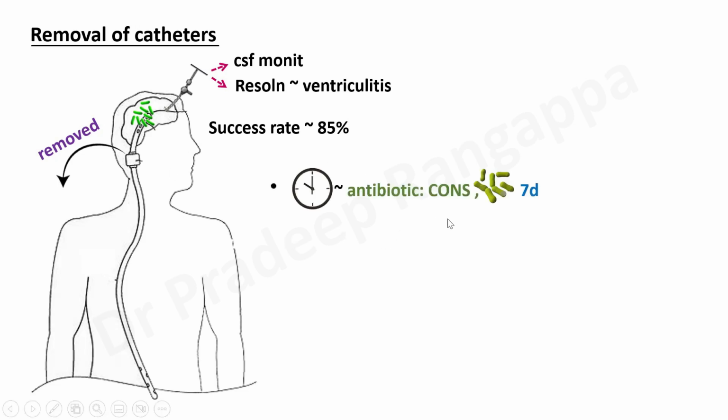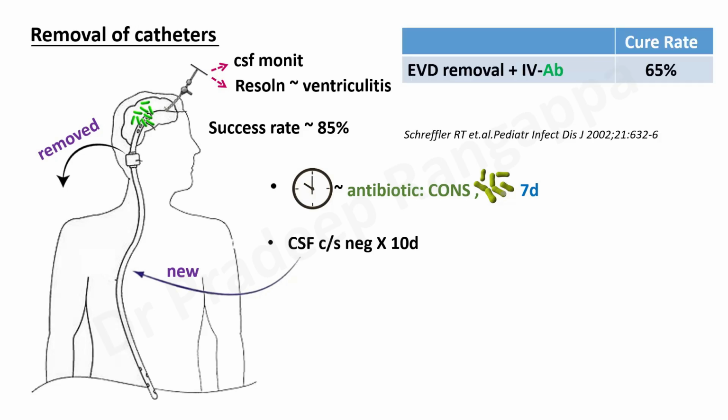And the duration of antibiotics for typical organisms like CONS or Propionibacterium acnes is around 7 days, even when there is a device-related infection. After administration of antibiotics for 7 days, CSF culture has to be negative sequentially up to 10 days, before which another drain could be put in. So it's not like we give antibiotics for 7 days and put a drain again. We have to prove that cultures have been negative for at least 10 days before a new drain is put in, or is thought of being put in.